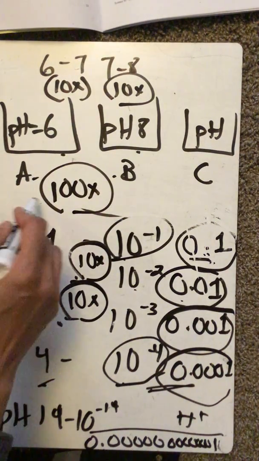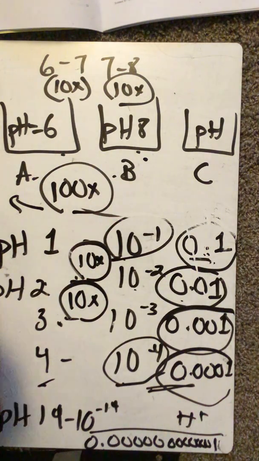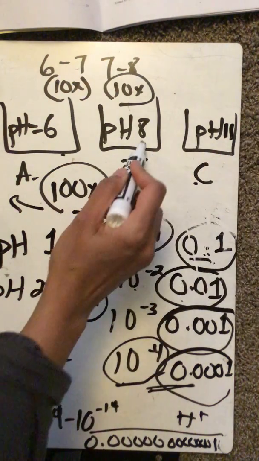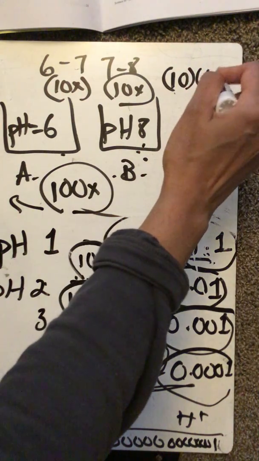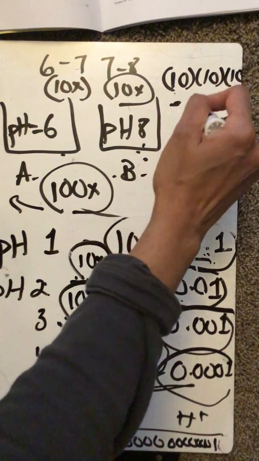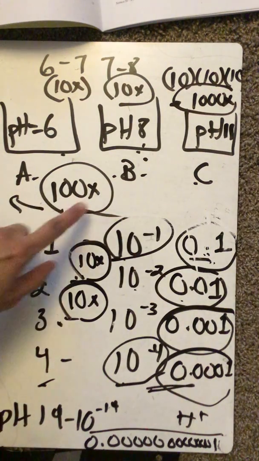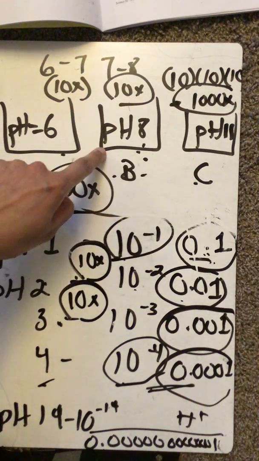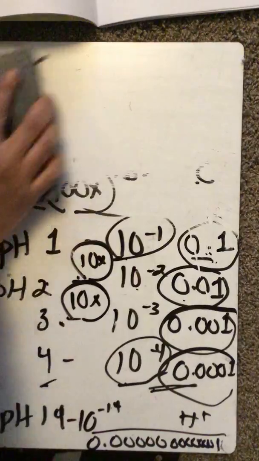So solution A has 100 times more hydronium than solution B. And then between solution B and C, this has a pH of 11 and this has a pH of 8. Well, that's going to be 10 times 10 times 10, so the difference is going to be 1,000 times. So solution B has 1,000 times more hydronium than solution C. And that's how you calculate that.